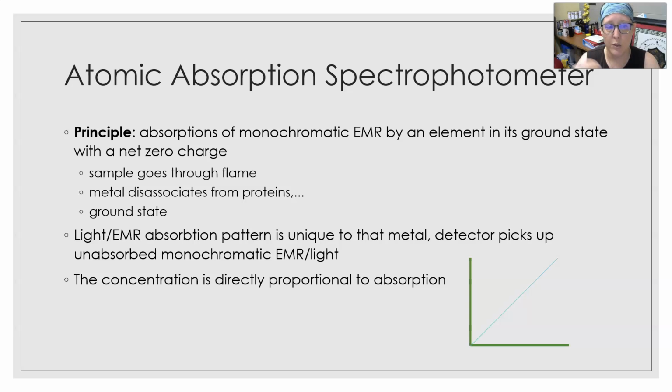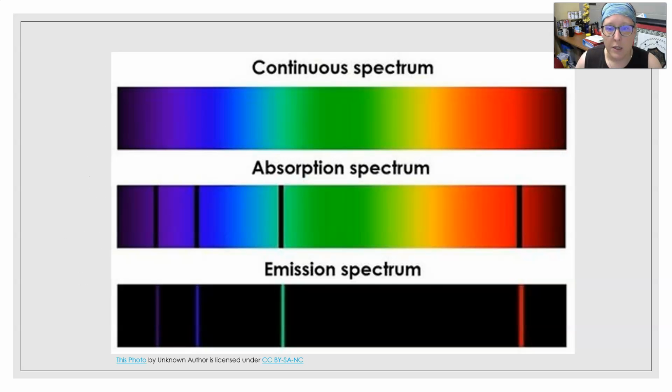And when it goes to its ground state, there's a light absorption pattern that can be determined that is unique to that metal. The detector will pick up any unabsorbed monochromatic EMR light, so any color in the spectrum that was not absorbed by that atom or by that element, and the concentration of that atom is going to be directly proportional to the absorption of EMR that it does in the pattern.